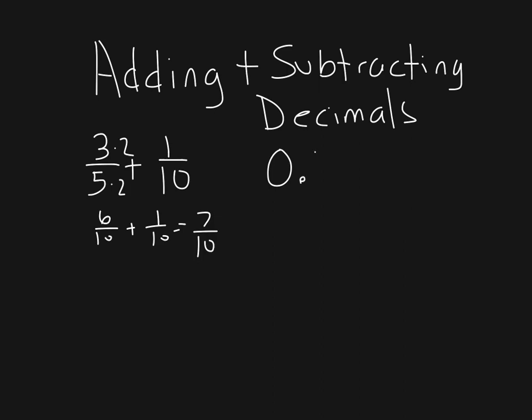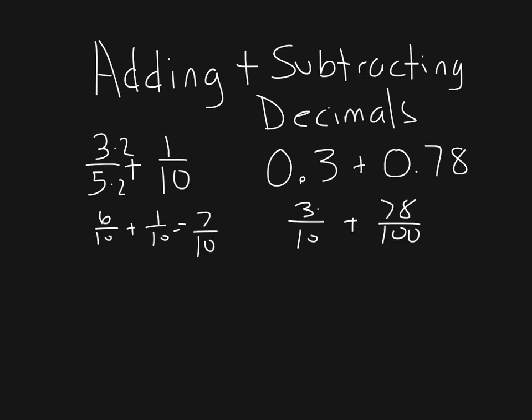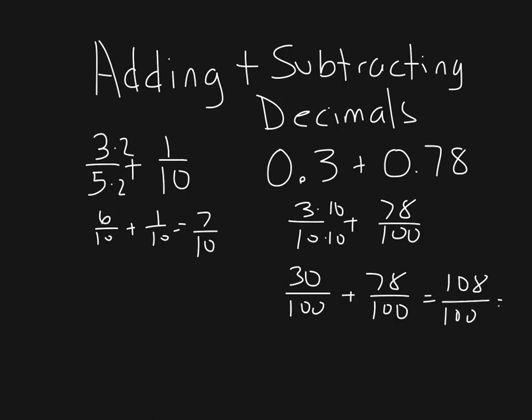Because if I have a number like that, that's really 3/10. And when I add it to a number like this, that's really 78/100. I create a common denominator, and then I can add. So 30 plus 78 would be 108, which would be 1 8/100.